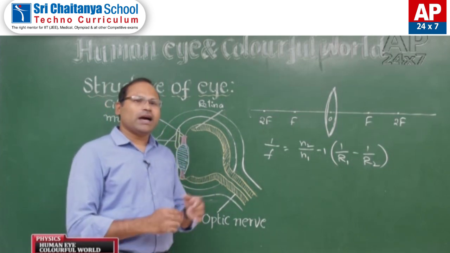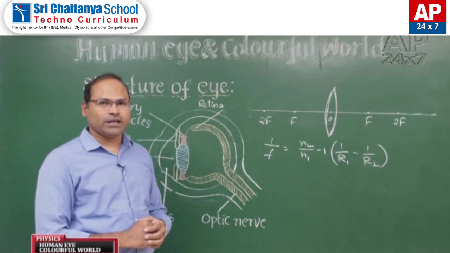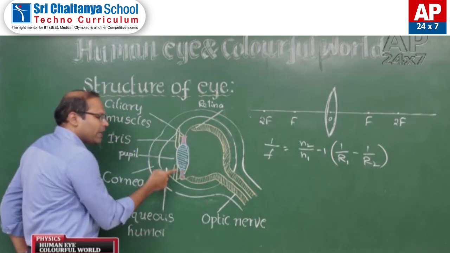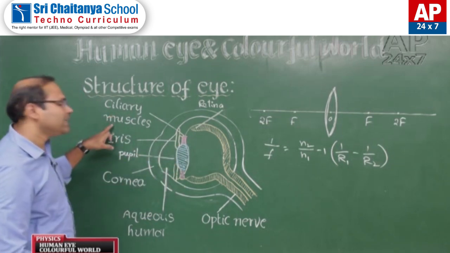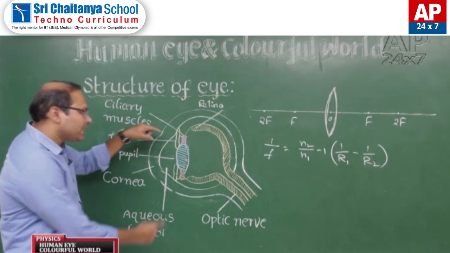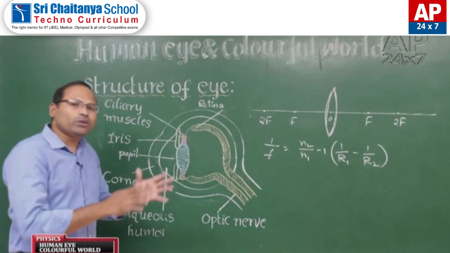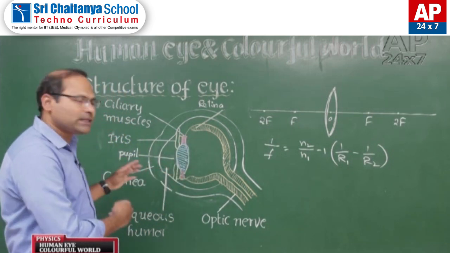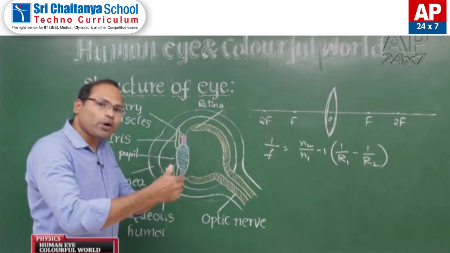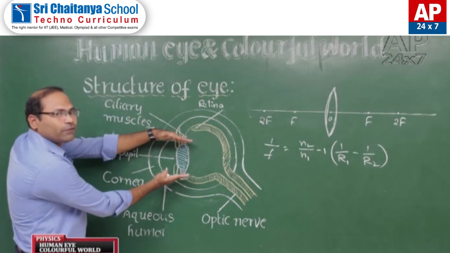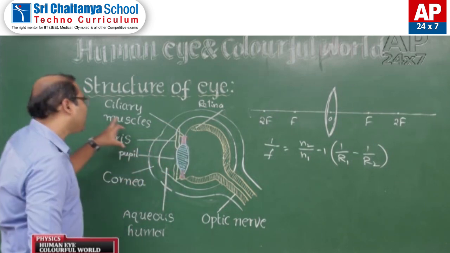Now the question is, who is taking the responsibility to change the focal length of the eye lens? That will be done by an important part of the eye, which we call the ciliary muscles. A strong muscle attached to the eye lens helps us change its focal length. When you try to see an object at long distance, it will expand the eye lens so that the focal length will increase. When you try to see a nearby object, it will compress the size of the eye lens to decrease the focal length. That will be done by ciliary muscles.